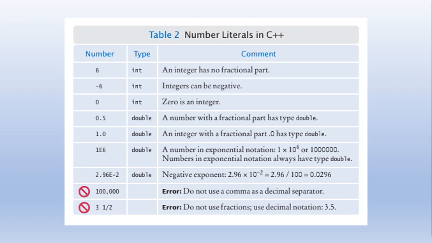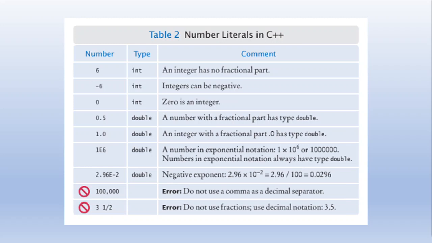We can also do this with a negative exponent with a double. So if we wanted 2.96 times 10 to the negative 2, we would get the value 0.0296. We can just set that into the double directly by using 2.96e-2.